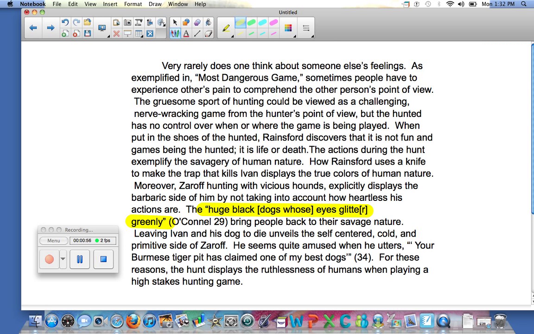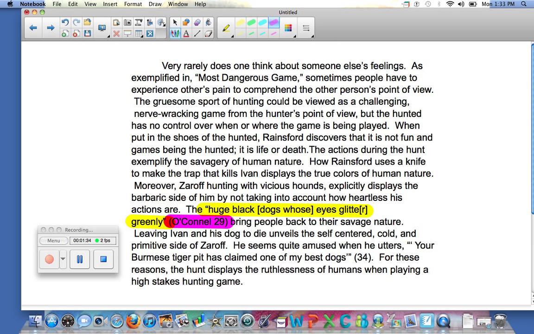The next thing that a student needs to do to follow MLA specifications is to let the reader know where they obtained the passage. And here we see the writer has written O'Connell 29 in parentheses. O'Connell is the last name of the author, Richard O'Connell, and 29 references the page number 29 where the student found the quote. And in writing MLA parenthetical citations, as this is called, the student places the citation directly after the quote. And so as the sentence reads, the huge black dogs whose eyes glitter greenly bring people back to their savage nature.